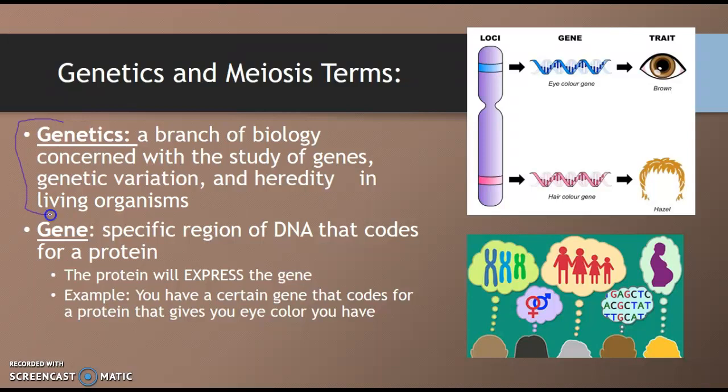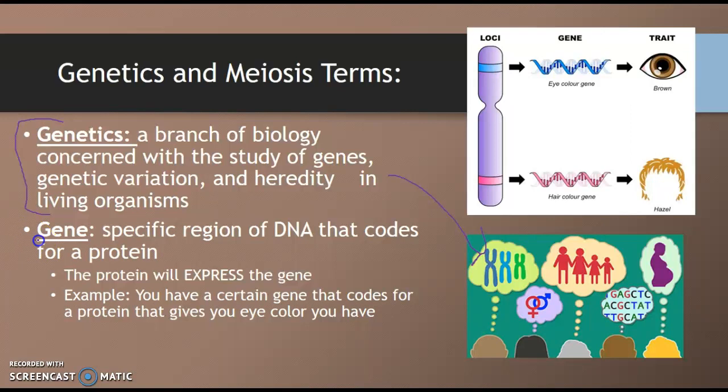One is genetics. The study of genetics is when you're looking at genes, genetic variation, and heredity. Oftentimes you'll see couples go to genetic counseling to make sure that they don't have any bad genes that may cause some disorders to be passed down to their children.